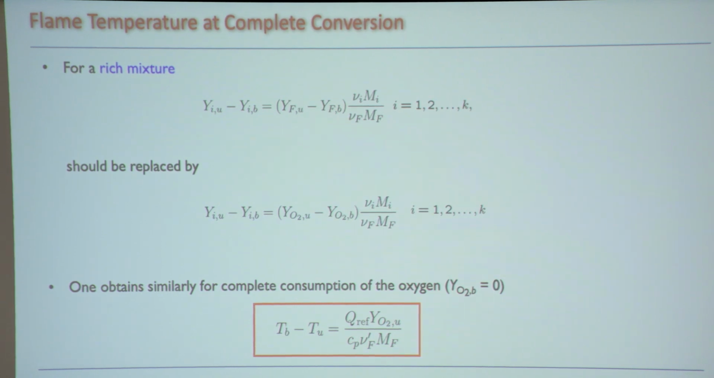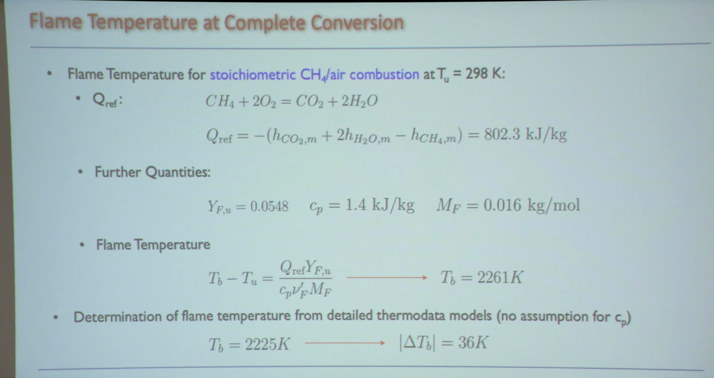So this was for lean conditions. I can do the same thing for rich: now I reference everything to oxygen. I assume oxygen in the burned gas is 0 and so on. And so I get this here for rich conditions. And for stoichiometric, they must be the same. So we can test this out.